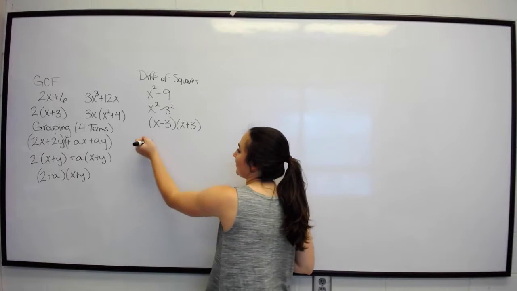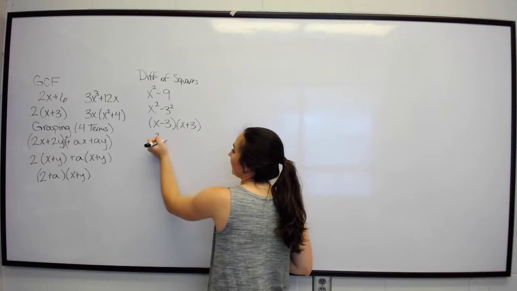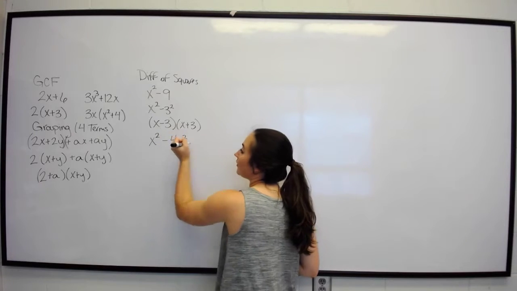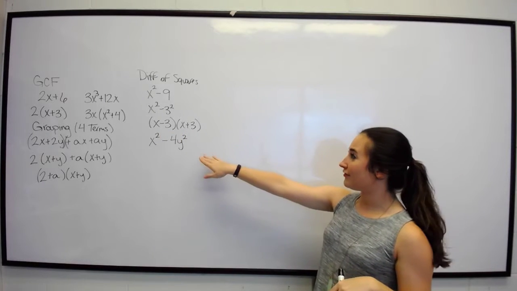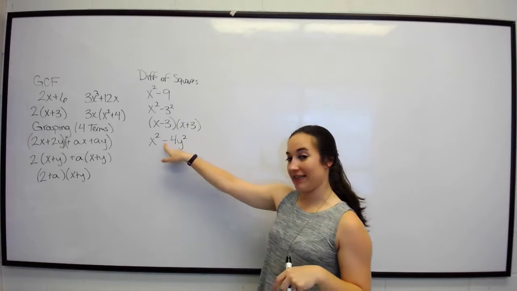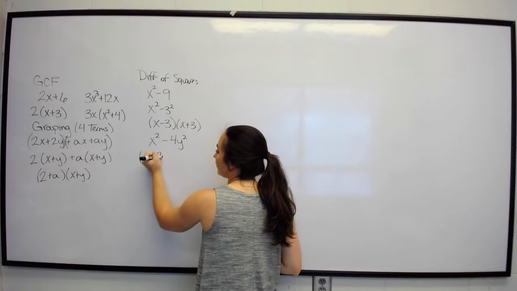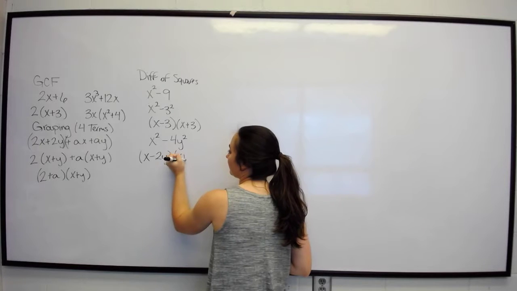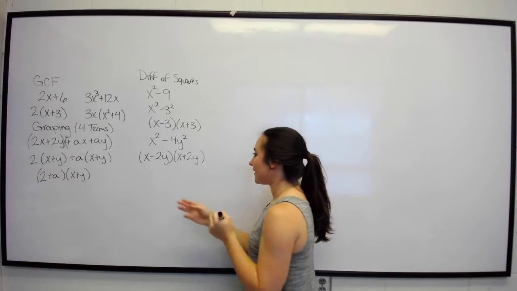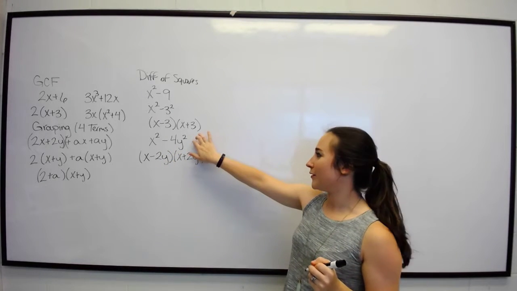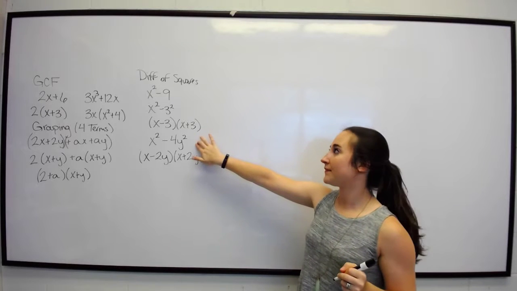This will also work if we had x squared minus 4y squared. We still have 2 squares, and we're taking the difference. So now we would have x minus 2y and x plus 2y. And when we multiply it back out, we would only have this left at the end.